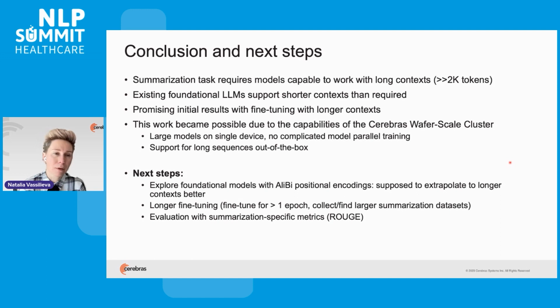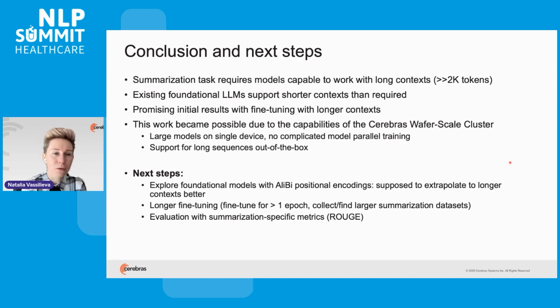Another next step which we would like to explore is foundational models with a different positional embedding. So GPT-J uses RoPE positional embedding, which makes it somewhat easier to extrapolate to longer context compared to the trained embedding of a model like BERT. But based on prior work, it's been shown that ALiBi positional encodings are even better positioned for this extrapolation. So in-house, we'll probably be training a foundational model with ALiBi positional encodings and see how well it can be fine-tuned for summarization tasks for even longer context.